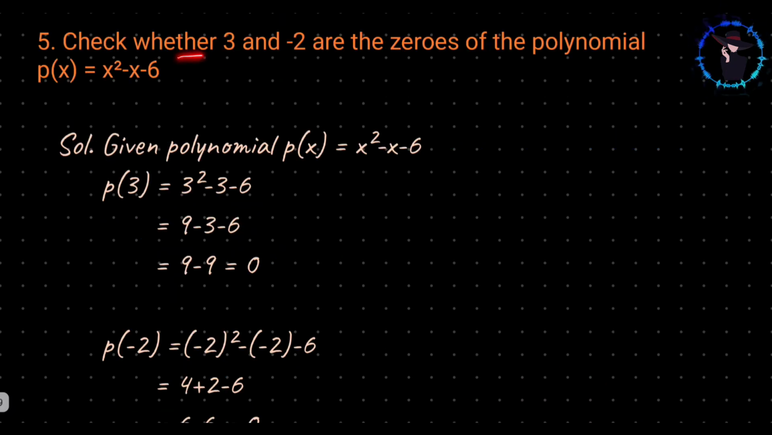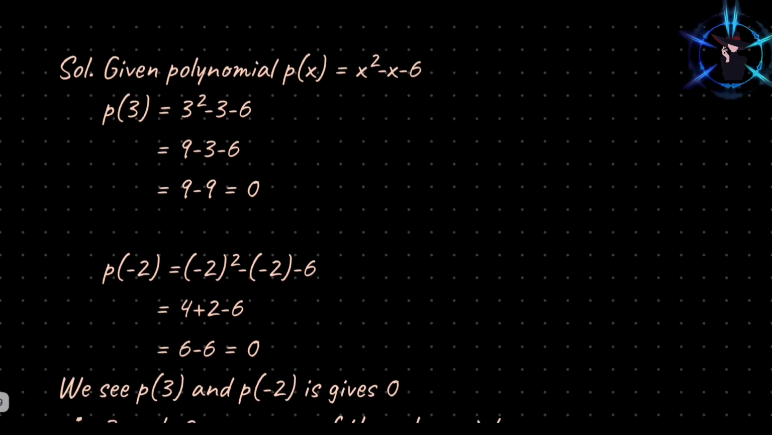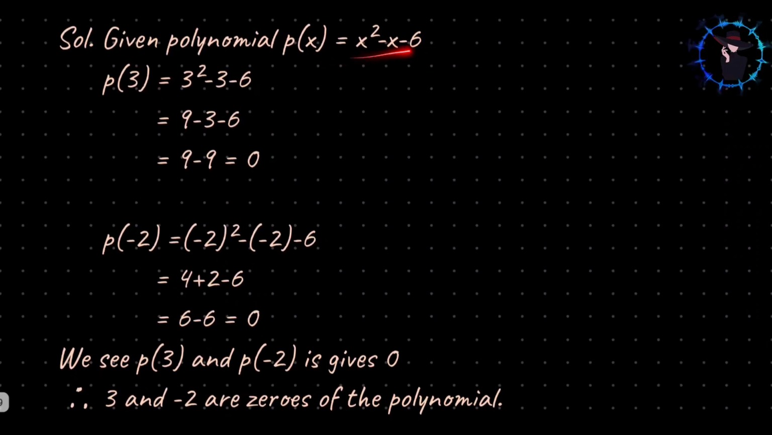Fifth question. Check whether 3 and minus 2 are zeros of the polynomial x square minus x minus 6. So the given polynomial is x square minus x minus 6. Let's substitute 3. 3 square minus 3 minus 6. 9 minus 3 minus 6. 9 minus 9, 0.